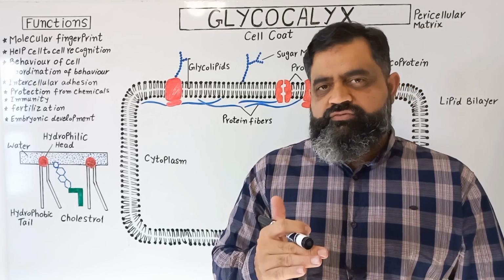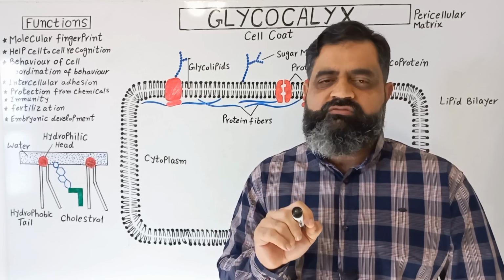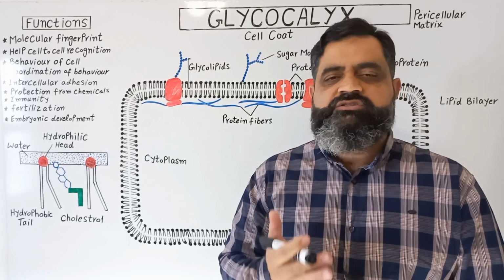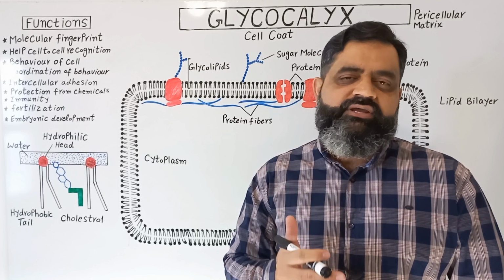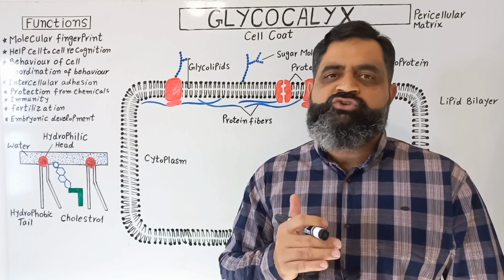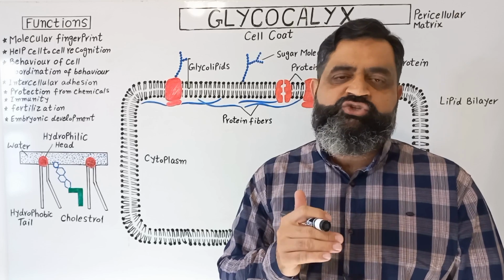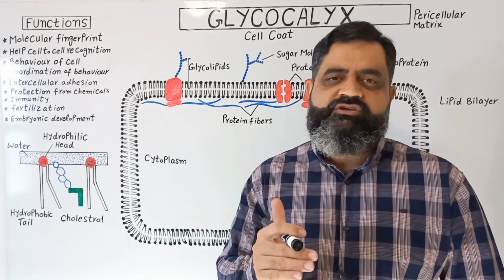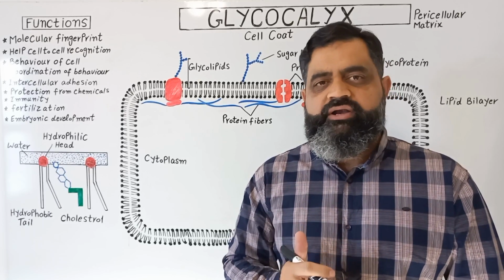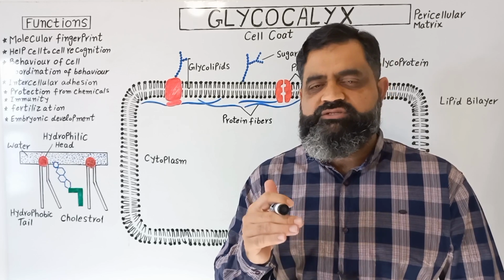Now on the outer surface of each cell there is a sticky, thin layer, which is known as the cell coat, or glycocalyx, and it is also known as the pericellular matrix. It is composed mainly of glycolipids and glycoproteins. As you know, glycolipids and glycoproteins are conjugated molecules. Glycolipids are formed when carbohydrates and lipids are chemically joined together. In a similar way, when carbohydrates and proteins join together, they react with each other and form a molecule known as a glycoprotein.